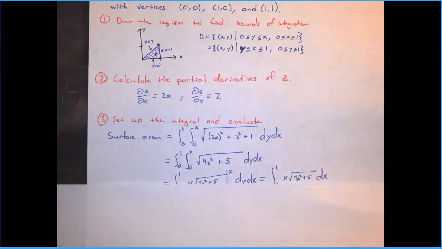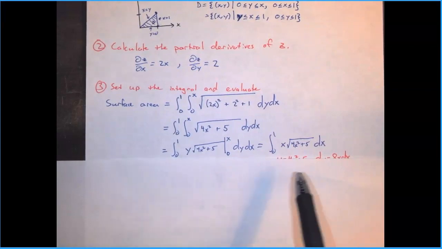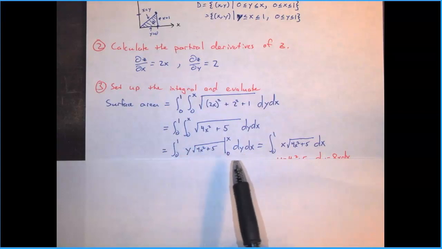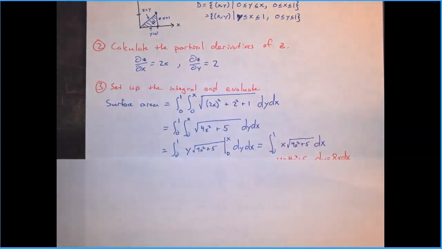So I'm going to integrate with respect to y. I integrate, I just get a y here. I plug in my bounds. I get an x times the square root minus 0 times the square root. So now I just have an integral in x of x times the square root of 4x squared plus 5, which is exactly what I wanted to do the u substitution.